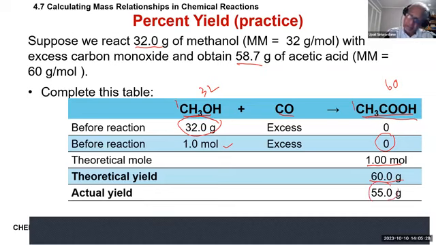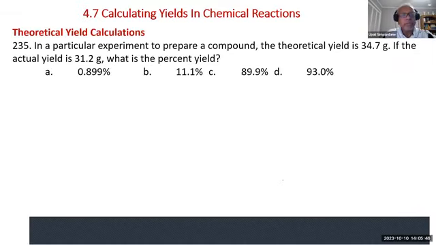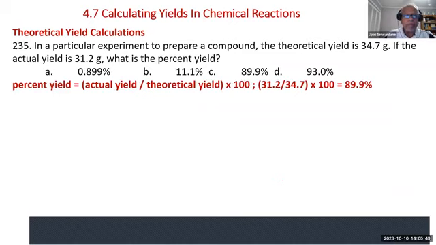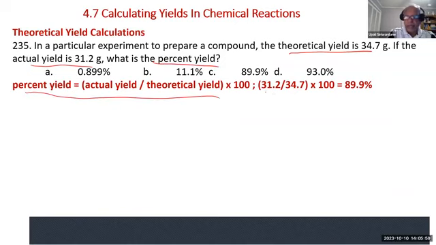Actual is the real yield. Therefore, efficiency is given below: 50 divided by 60. Actual yield divided by theoretical yield multiplied by 100. That's how you get the theoretical yield. For this example, theoretical yield is given. Actual yield is given. Calculate the percent yield. You have the equation here. You plug in actual yield, theoretical yield, multiplied by 100, 89% efficiency.